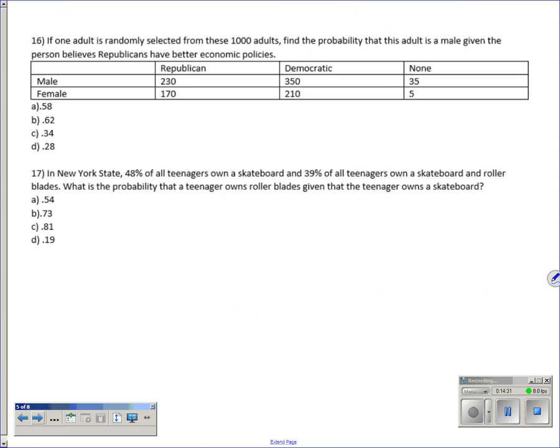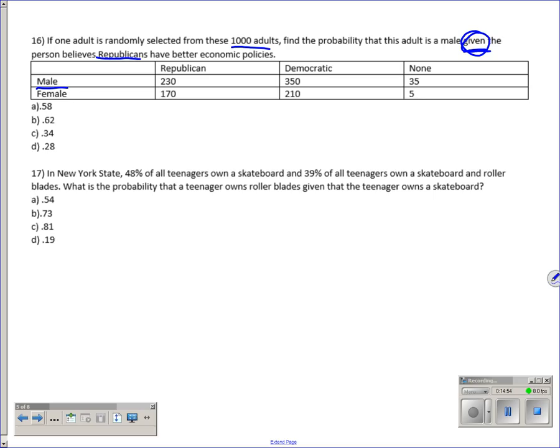All right, number 16 and 17, I talked about these in class. These are given statements, okay? Anytime you ever see the keyword given, this is your indication to do this type of process. It says if one adult is randomly selected from these 1,000 adults, find the probability that the adult is a male, okay? So a male, given the person believes Republicans have better economic policies.